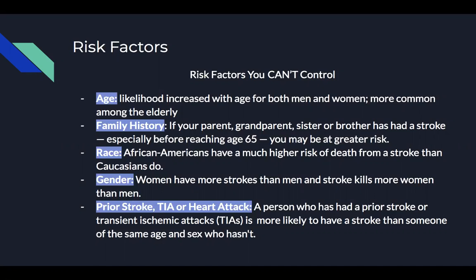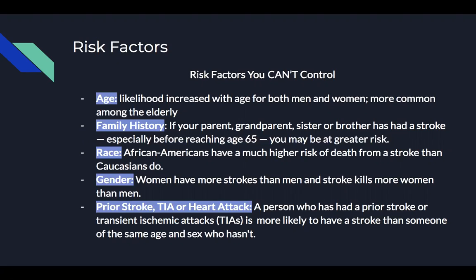Race: African Americans have a much higher risk of death from a stroke than Caucasians do. This is partly because they have higher risk for high blood pressure, diabetes, and obesity. Gender: women have more strokes than men, and strokes kill more women than men. This is because women tend to live longer than men and are older when they have a stroke.